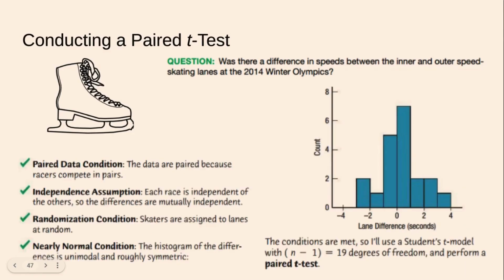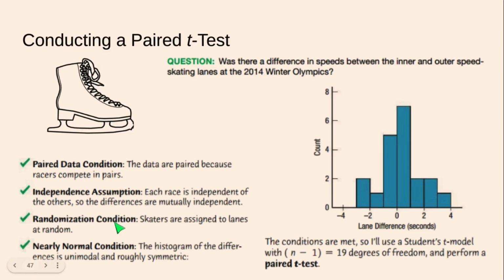Okay. So let's make sure that our assumptions and conditions are checked off. Paired data condition: the data are paired because racers compete in pairs. One influences another. That is just how racing goes. So you cannot assume independence. We are doing the right process. Moving on. We do not need to check the 10% condition. This is a small enough sample size that it doesn't really matter. However, if you really wanted to, you could say we're sampling less than 10% of all speed skating races ever. You should be able to assume independence. Each race is independent of the others. That is a reasonable assumption.